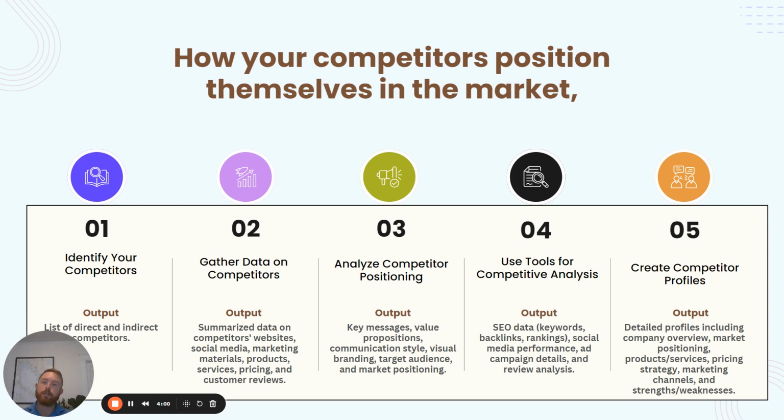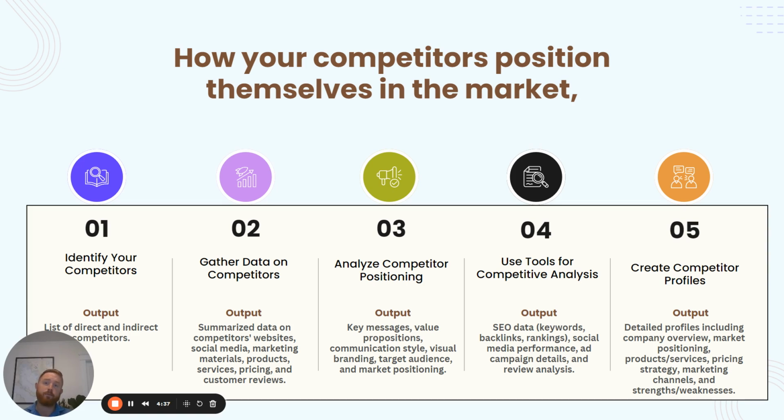Step 2, gather data on the competitors. Examine the design, layout, messaging, and content of your competitors' websites. Review their social media profiles, posts, engagement levels, and follower demographics. Collect their marketing materials such as brochures, flyers, and email newsletters. List their products or services, their features, their pricing, and any unique selling points at this stage. Look for customer reviews on platforms like Google, Yelp, and Trustpilot to get as many data points as possible.